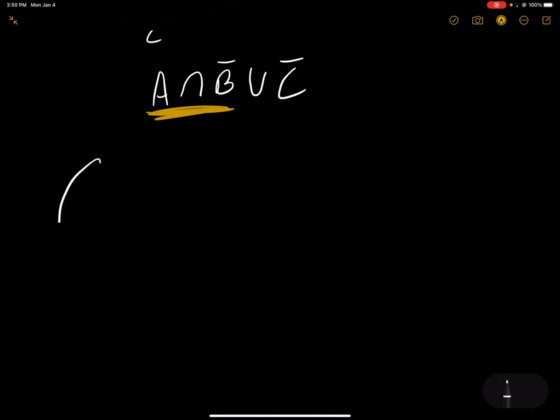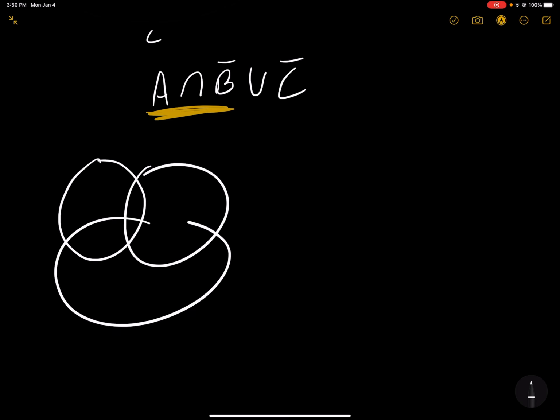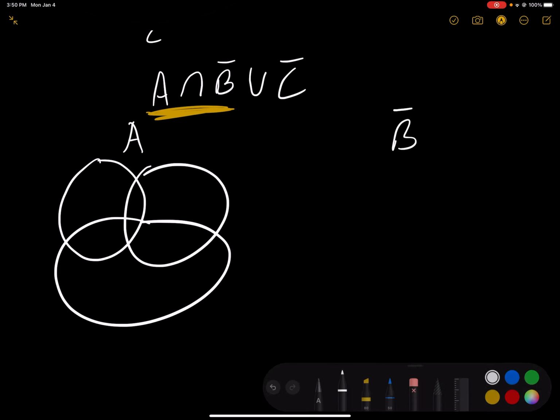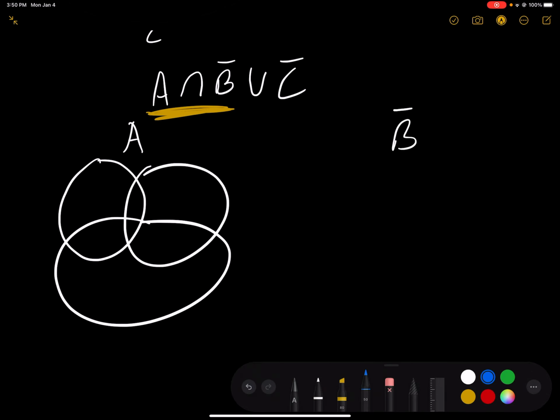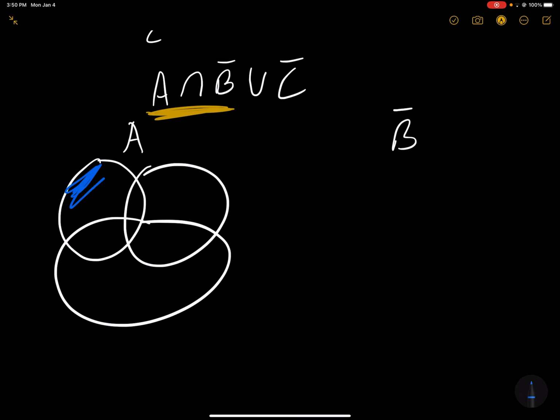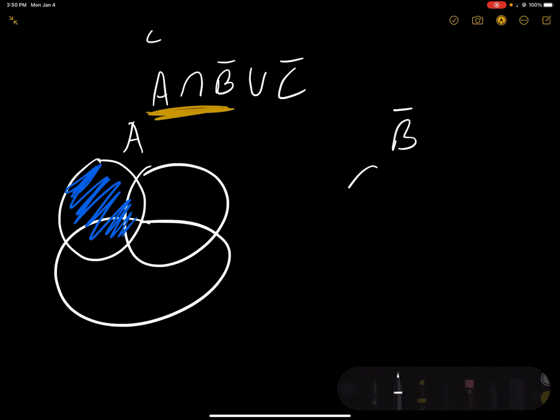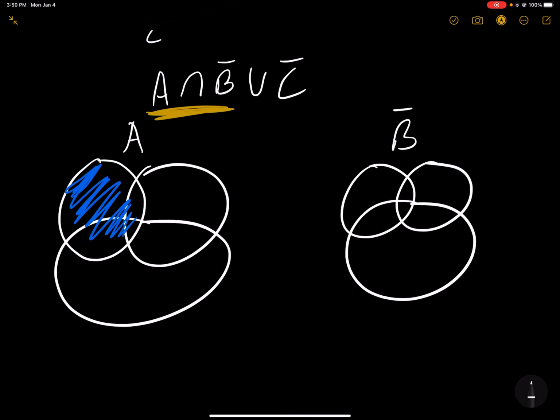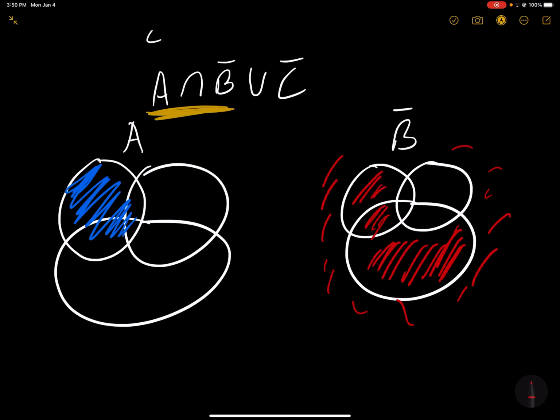We need to know what those two pieces are. We know what A is. In fact, I'll rewrite A just for the picture. This is A, and then this will be B complement. Let me switch back to blue on the marker. A is these four regions right here. B complement is everything that's not in B. So B complement includes the outside. It includes right here, this C part is not in B, this is not in B, and this is not in B.